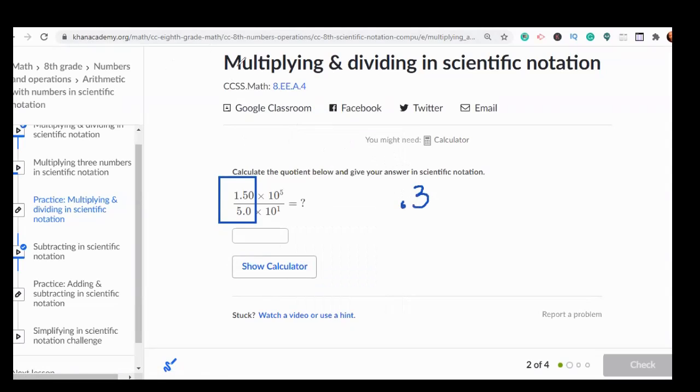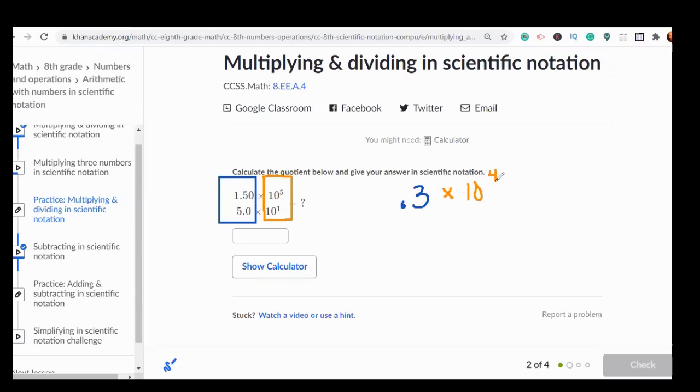Now we'll move on to the base 10s, our 10 to the 5th power and our 10 to the 1st power. So you have to think back to our exponent rules, and if you need a recap on that, I will pin that video here, but we talked about exponent rules. If they have the same base, you can subtract the exponents. So these both have base 10, so we subtract 5 minus 1 and get 4. So what we really have is 0.3 times 10 to the 4th power.